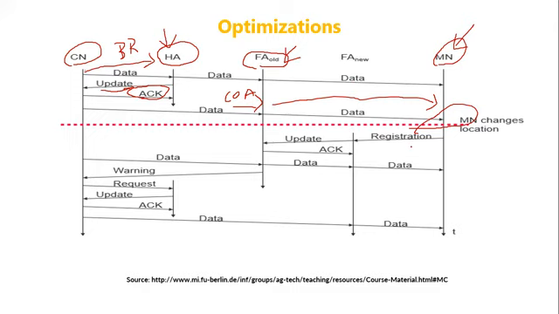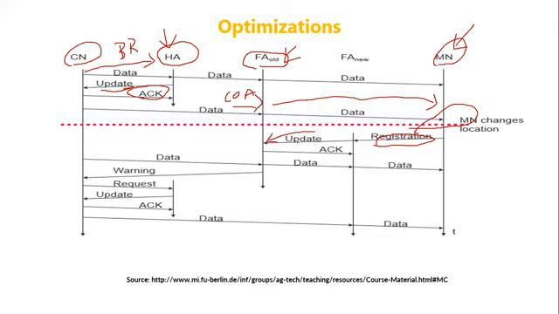And during the movement, the mobile node registers with FA new. Through this registration message, the mobile node now registers with FA new. Once the mobile node registers with FA new, it will update this to FA old, saying that this particular mobile node, which was registered under you, is no more registered under you, it is registered under FA new.